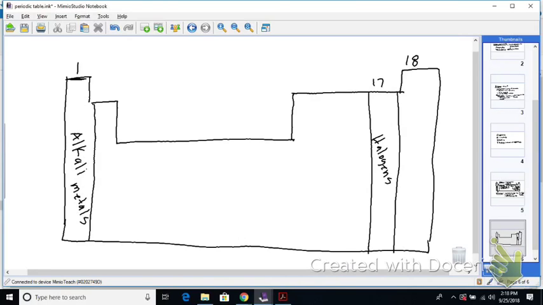And then this, group 18, is the noble gases. I'd like somebody, and I'm sure I'm going to have tons of volunteers, to look up the word halogen to see if it has a different meaning. Okay, a couple of you can do that.